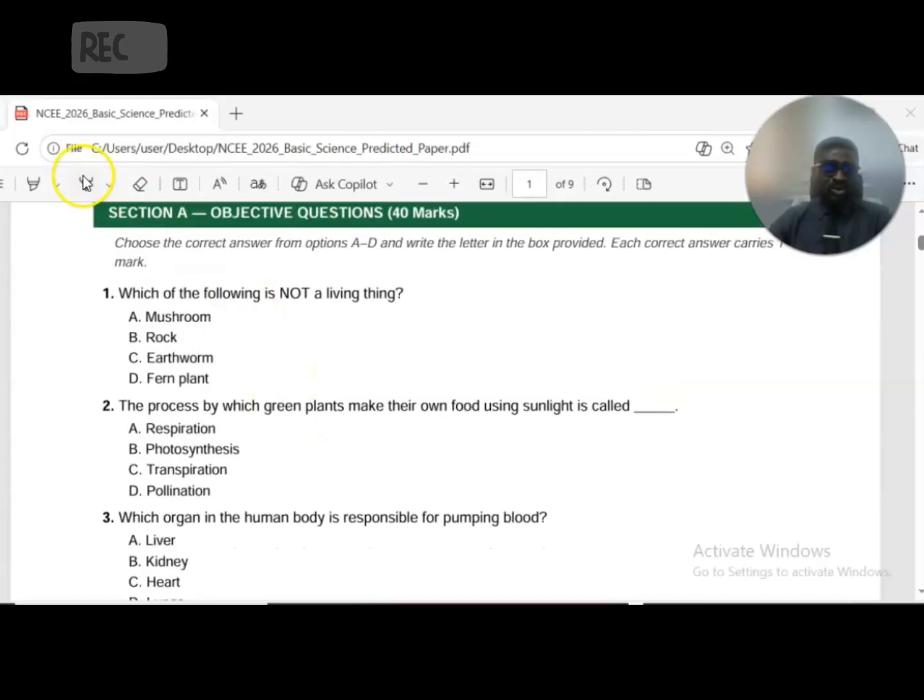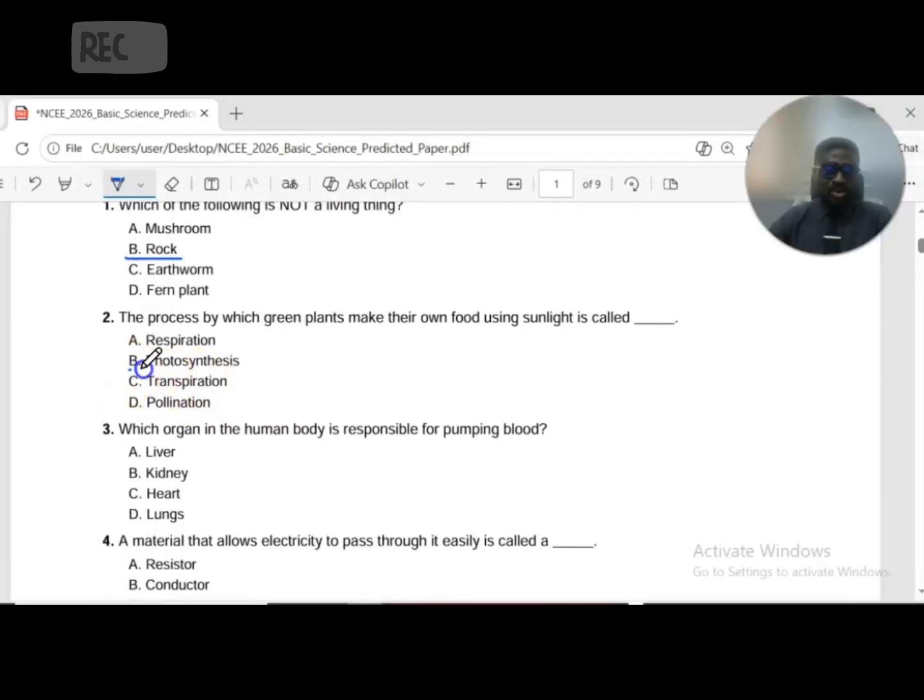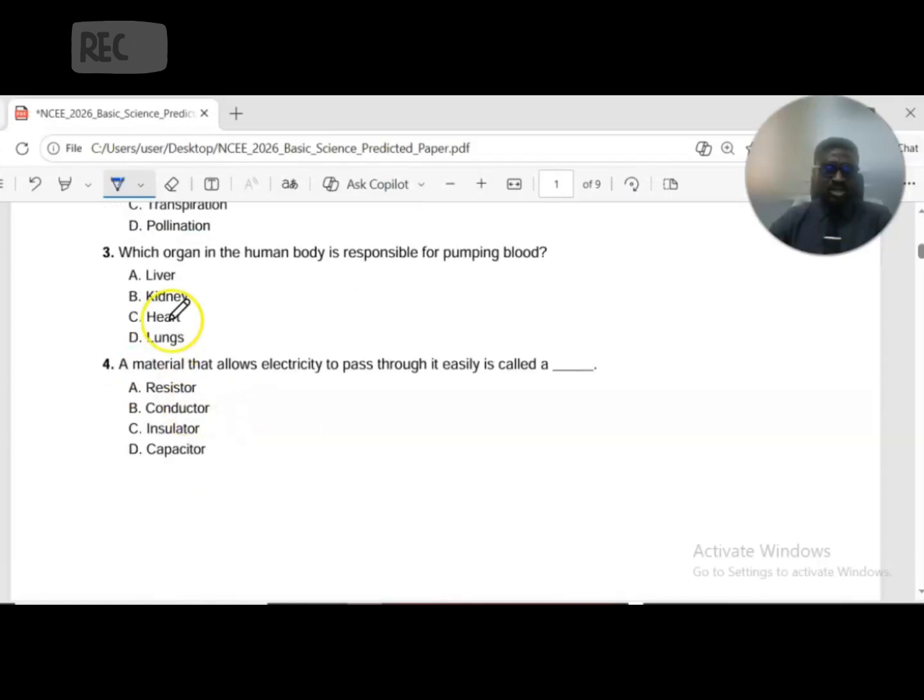So let me quickly cycle those answers as I move. Initially we went for, I should underline instead, option B. Here was option B as well, photosynthesis. Then here is option C, the heart.